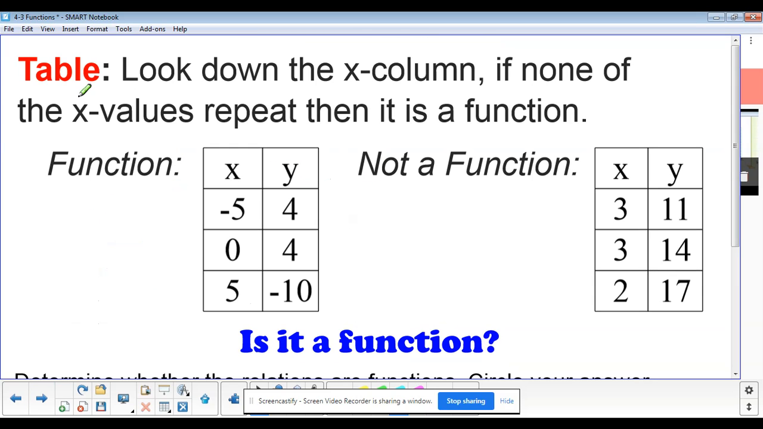Next up, a table. We're just going to look down the x column, and if none of the x values repeat, it is a function. So here we go. -5, 0, 5. Those are all different numbers. It is a function. Not a function. We can see right away why it's not a function. We have 3 appearing twice. That's not okay. Remember, our x values can't repeat.